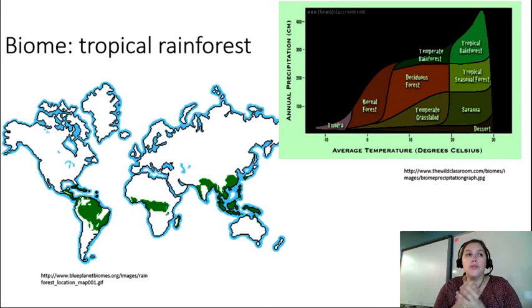Okay, so first of all, we pick a biome, and a biome is just a general category that's typically defined by the amount of rainfall or precipitation. You see that on the y-axis here, and the average temperature, which is on the x-axis here. There's a variety of biomes all throughout the world, and the one I picked is the tropical rainforest. So this map over here, the world map, shows in green all the different areas of tropical rainforest.